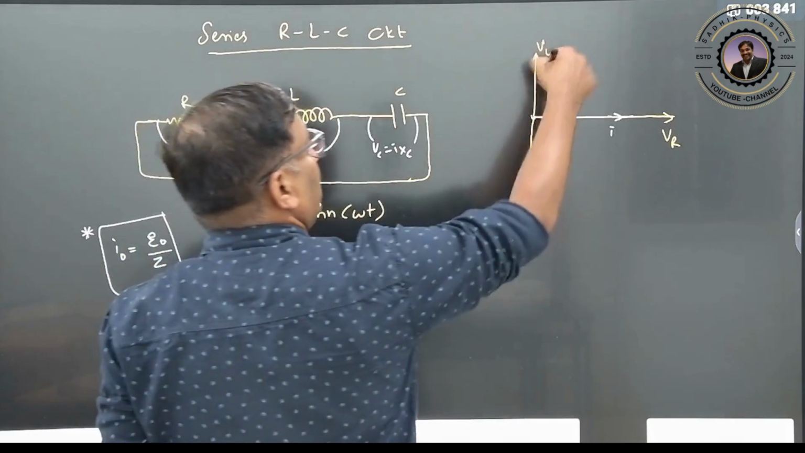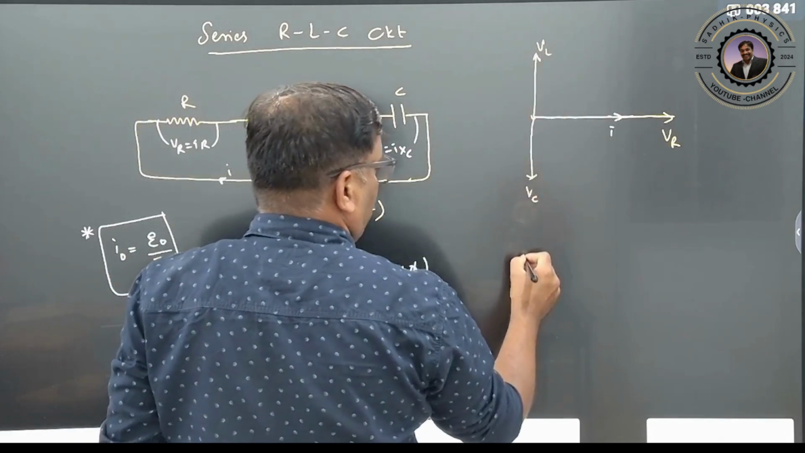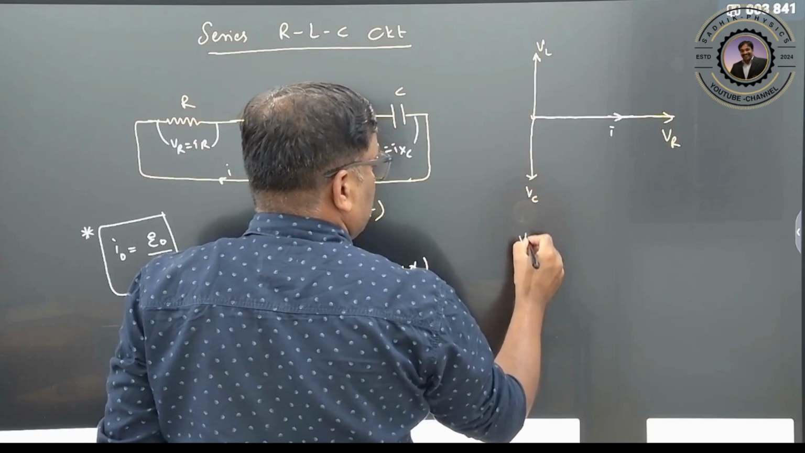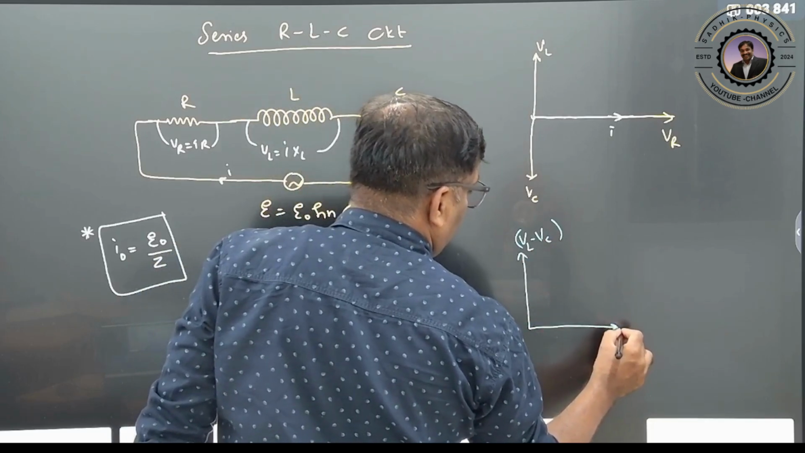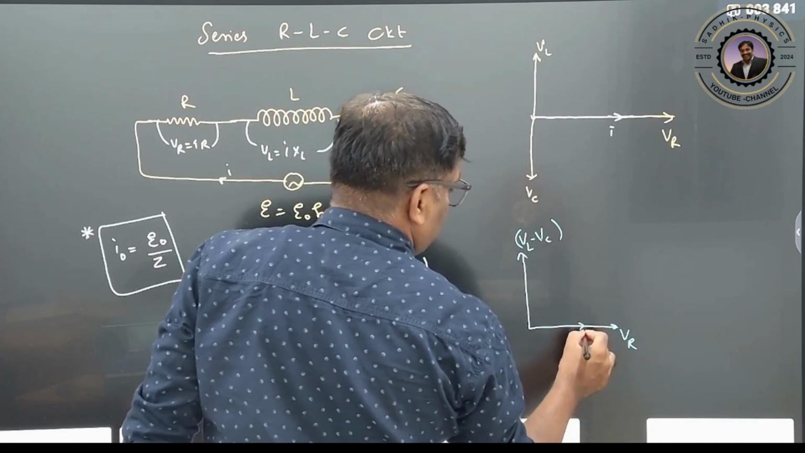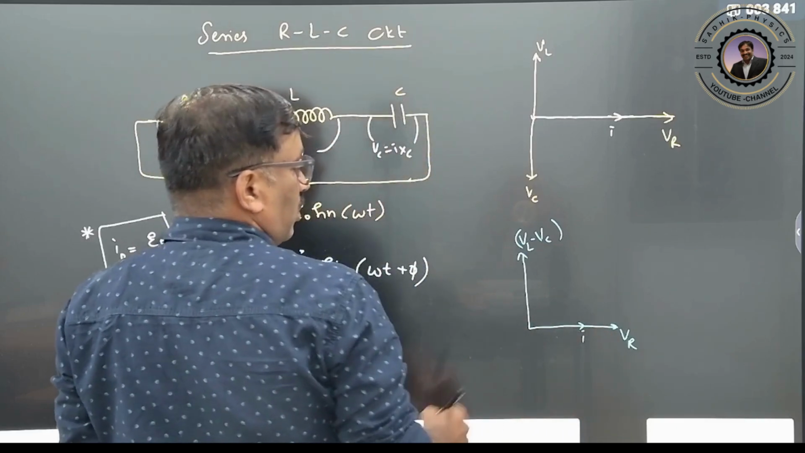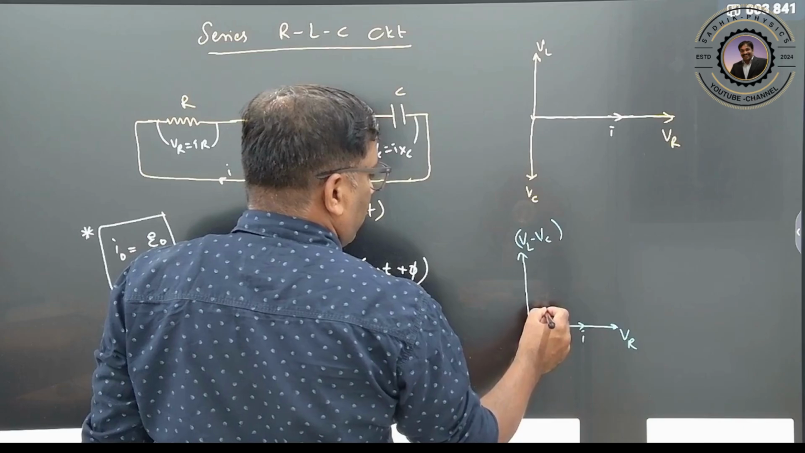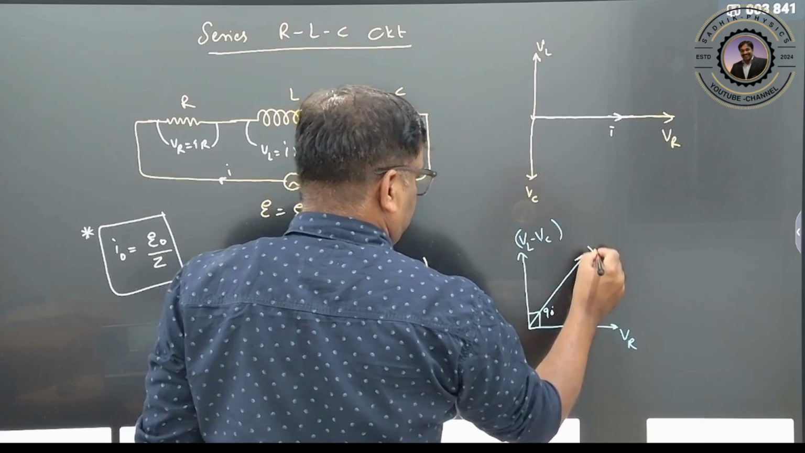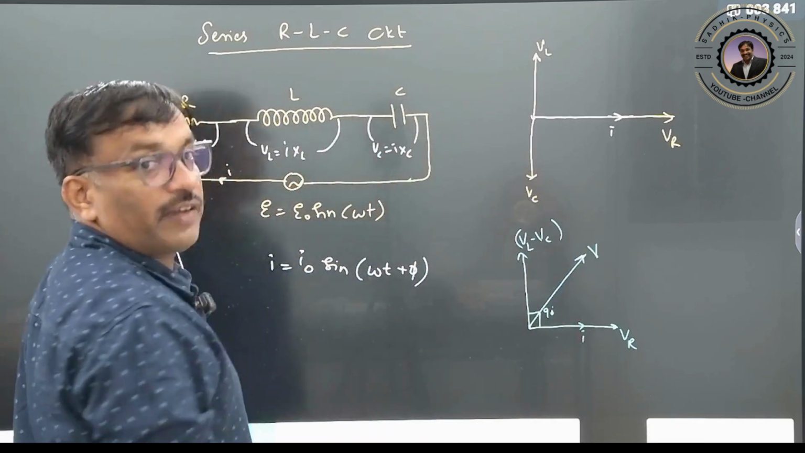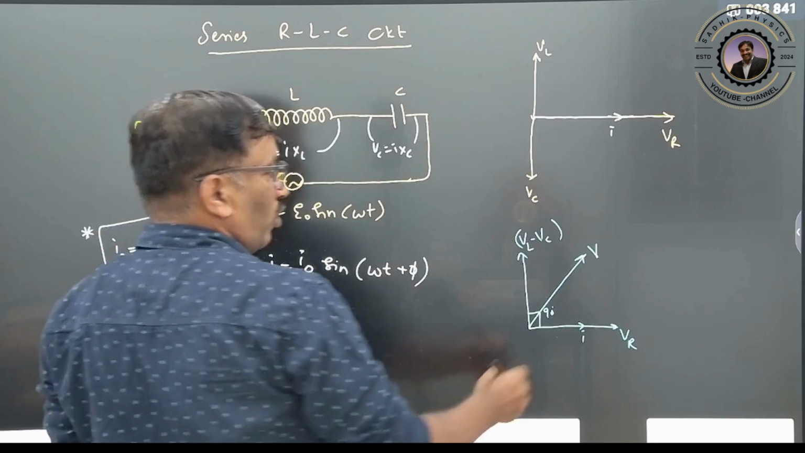Assume that VL is greater. Then I can rewrite this as VL minus VC. Here it will be the VR, and this is your current. The angle between them is 90 degrees. That is your phase difference, I mean the resultant voltage here.